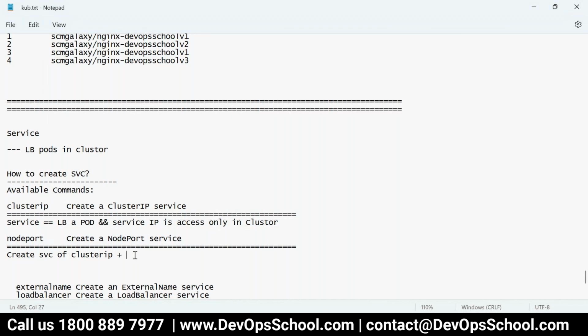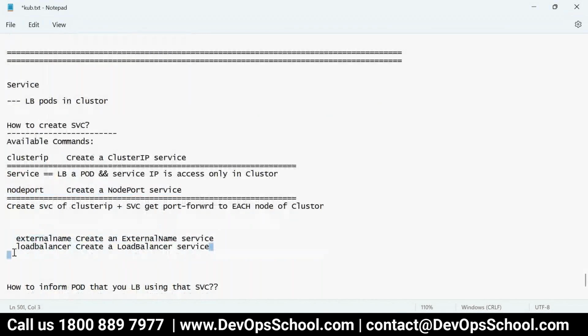What happens? The service gets port forwarding. Very simple way I'm putting it. What is port forwarding? I taught you. The service gets port forwarding to each node of the cluster. So if you want some service which you can access on the IP address of the worker, then you go for the node port. In that case, this service will be created, plus port forwarding also happens. That's called node port.